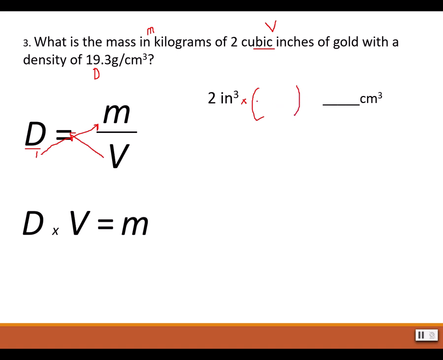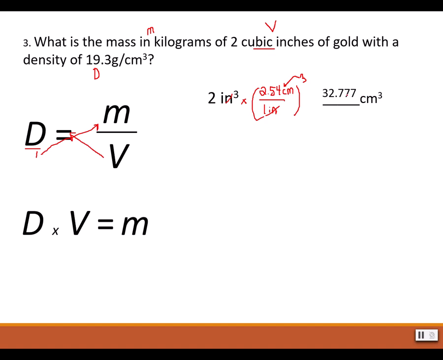That's not going to be a problem. We already talked about how to do cubes. We said that in 1 inch, there's 2.54 centimeters. And we need to cube that. So your inches units will cancel. So in your calculator, you don't need to cube the 2. It's already cubed. So it's 2 times 2.54, and that you do need to cube. So you do need to cube the 2.54. And doing that should give you this answer.